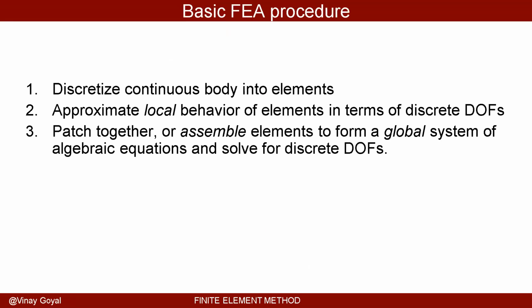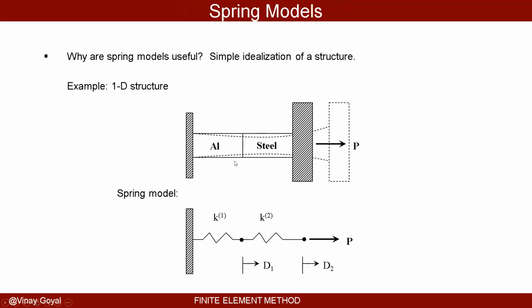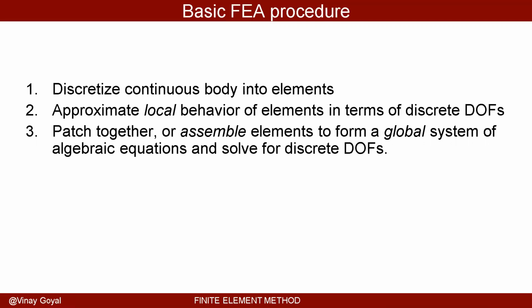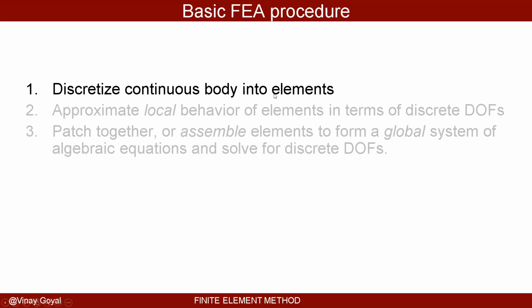So the basic FEA procedure is to discretize the continuous body, and that's a continuous body here, into elements. What I mean by elements is subdomains. I took this aluminum and represented that as a single spring, so that's one domain. I took the steel, represented that as another element, that's another domain. We can approximate the local behavior of elements in terms of discrete degrees of freedom. We can then patch together or assemble the elements to form a global system of algebraic equations, and then solve for the discrete degrees of freedom. So let's first discuss the discretization process.